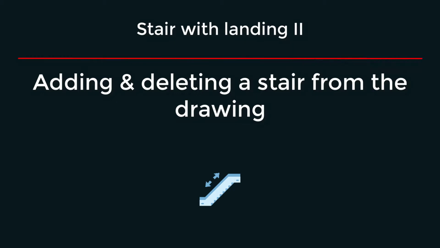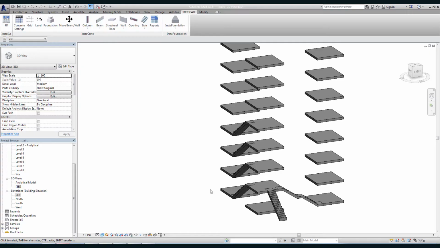In this session of the video tutorial, I will add a stair to the drawing using the tool stair with the landing. I will construct the stair from south to north direction and the stair will have 2 landings. Open the east elevation.